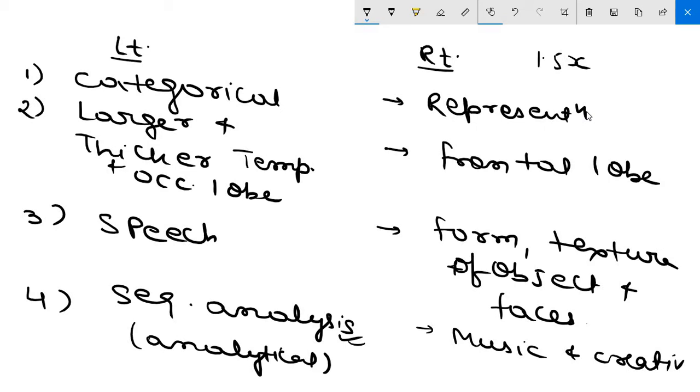Now we will see more differences between this. Okay, this side your left and right. The fifth difference is that if there is any lesion to your left hemisphere, then it can cause aphasia. Okay, it will cause aphasia. Sorry for the interruption. This will cause aphasia.